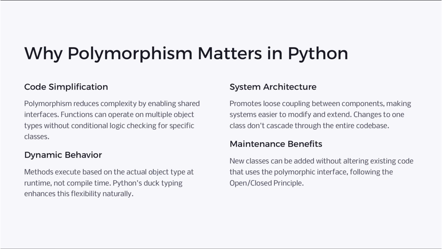Polymorphism in Python simplifies code by allowing shared interfaces, eliminating the need for conditional logic. It supports dynamic behavior, executing methods based on runtime object types. This promotes loose coupling, easing system modifications and extensions. New classes integrate seamlessly, adhering to the open-closed principle, enhancing maintainability without altering existing code.